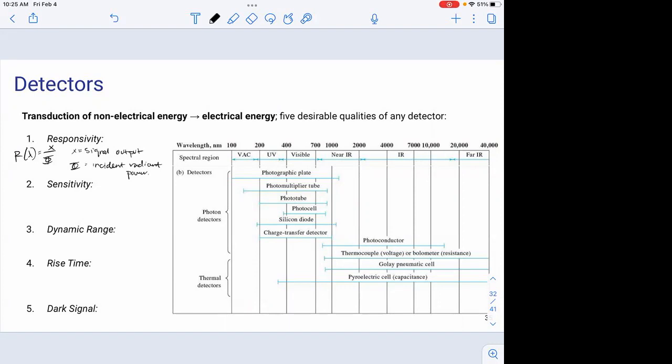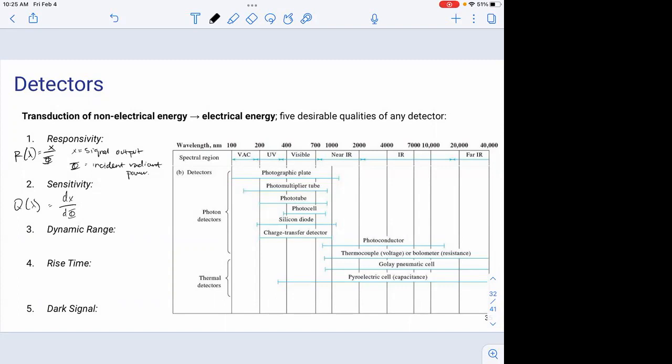Another characteristic that's important is sensitivity. So I'm going to give that big Q, and that's as a function of wavelength. Again, it's really pretty simple. It's just the slope of the characteristic above, right? So with respect to the wavelength, so basically how sensitive is your detector?